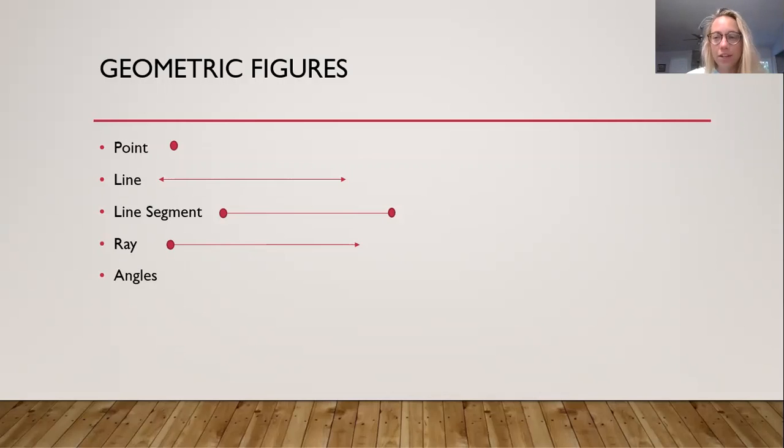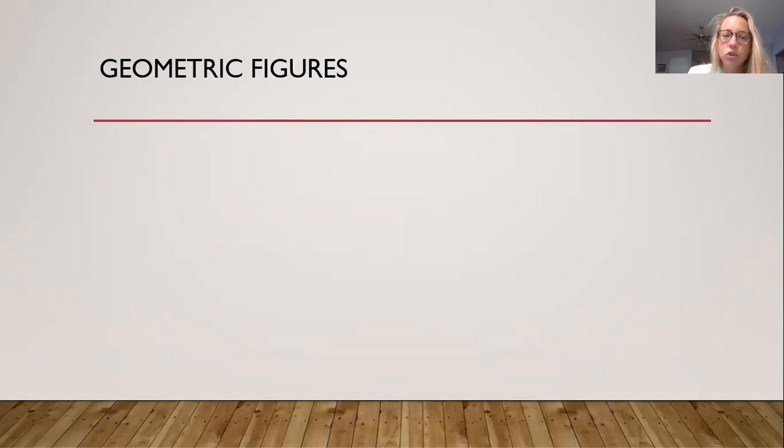Angles. We already know a lot about angles, but the definition of an angle is that it's where two lines, line segments, or rays intersect, where they cross, where they meet. That is what makes an angle an angle. We have two more.